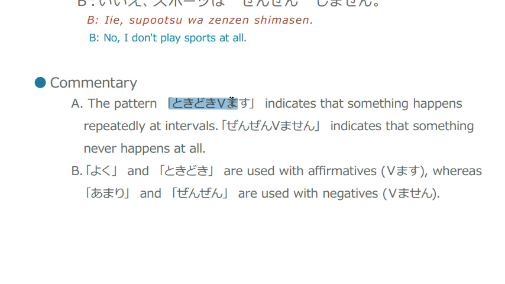So tokidoki, then the verb indicates that something happens repeatedly, at intervals. On the other hand, zenzen and a negative verb refers to something that never happens at all. So remember, with yoku and tokidoki use the affirmative, with amari and zenzen use the negative.